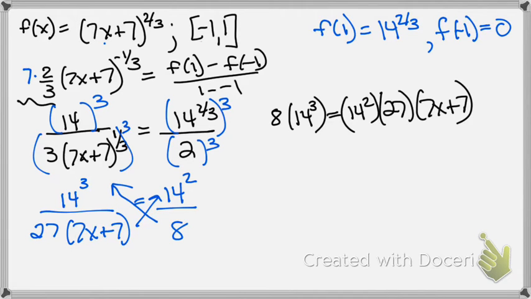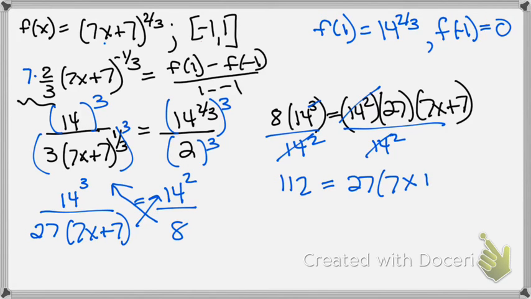Okay, now I hope you can see that we can divide both sides by 14 squared to make our work a little easier. The 14 squareds on the right side go away, and on the left side, the bottom one cancels, and there's still one left on the top. Now it's a little bit easier to look at, because now you just have to figure out 8 times 14. That's a lot more pleasant. So now we have 112 is equal to 27 times 7x plus 7.